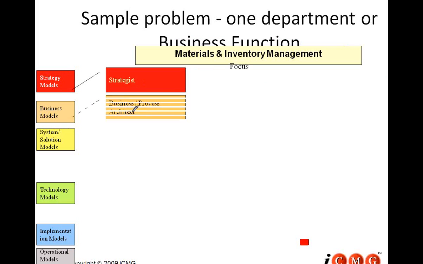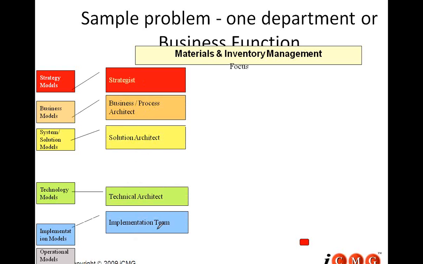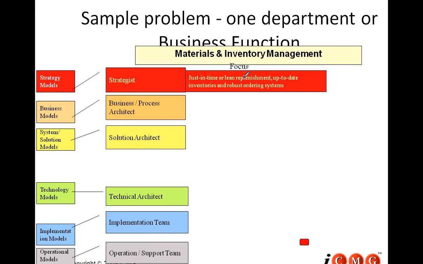Now, you've got a strategist, you've got process architects, you've got solution architects, you've got technical architects, and you've got an implementation team, and you've got an operational team, and so on. A strategist for material inventory management is the person who is going to look at how lean replenishment and just-in-time inventory works. The process person is going to define the related processes, policies, procedures and standards for ordering, shipping and warehousing, right?